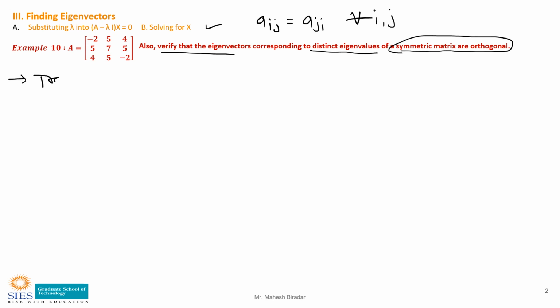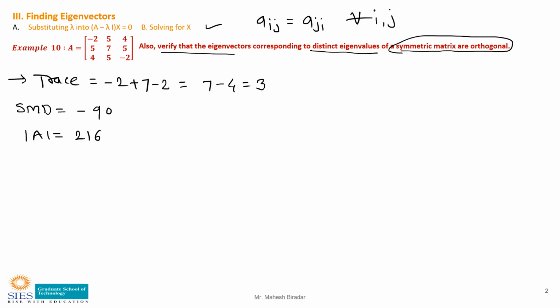We have to find the trace. We have done this in many examples. So here trace is the sum of the diagonal elements, which is 3. Then you need to calculate SMD. Here I am going to write SMD directly, which is equal to minus 90, and the value of the determinant is equal to 216. After finding all these, we need to write the characteristic equation, which is lambda cube minus trace, which is 3, into lambda square plus SMD, minus 90, into lambda minus determinant of A equal to 0.